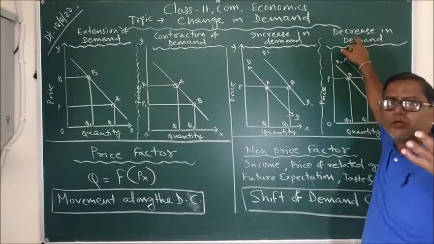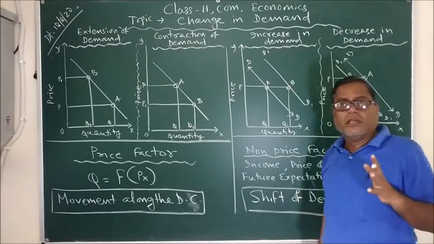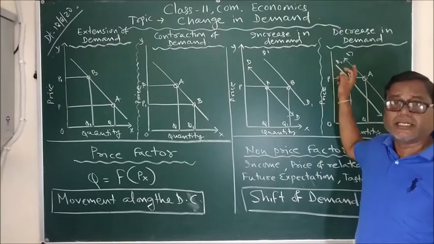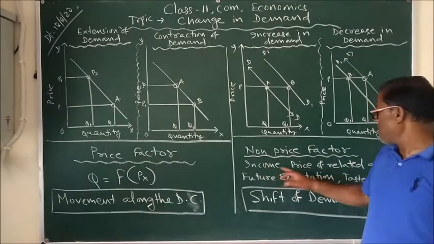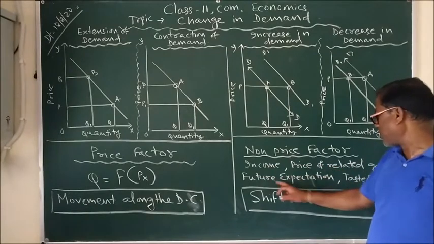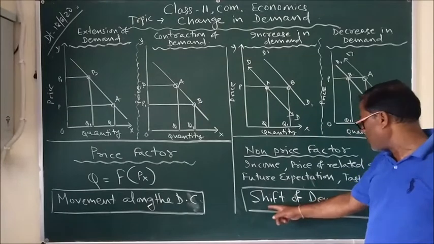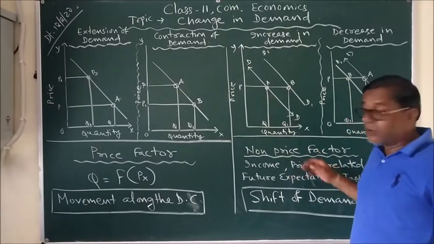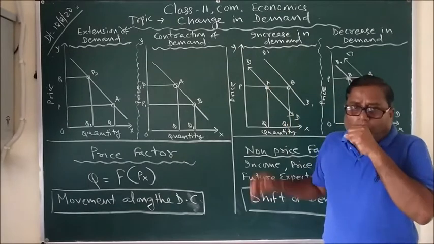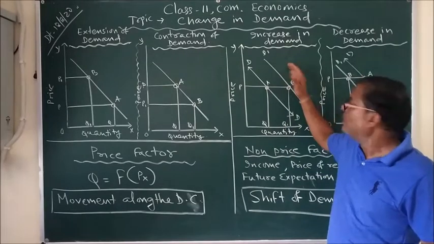As I have told you earlier, the reason why there is an increase or decrease in demand is the income, price of related goods, future expectation and taste and preference of the consumer. So this is also called shift of demand curve, because due to these changes we are getting a new demand curve. The demand curve is shifting either rightwards or leftwards.